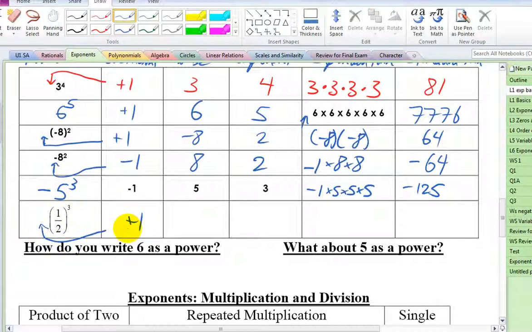Okay. +1. Base is 1/2. No, do not do decimal form. That's a major faux pas. That's a mistake for you non-Frenchies. Exponent is 3. It's 1/2 times 1/2 times 1/2. And just to review from last unit, multiply the tops, multiply the bottoms, so you get 1/8, which is not a decimal. That's why we don't use decimals.